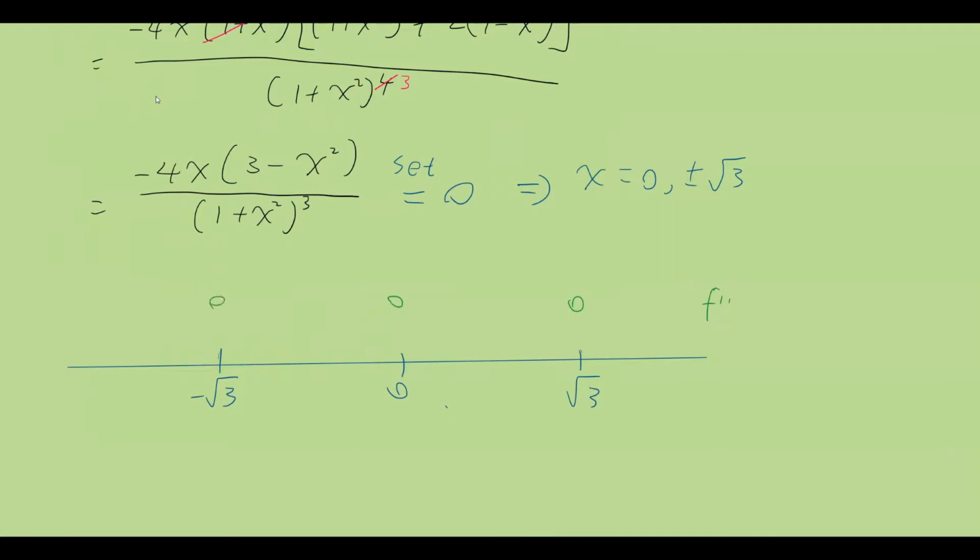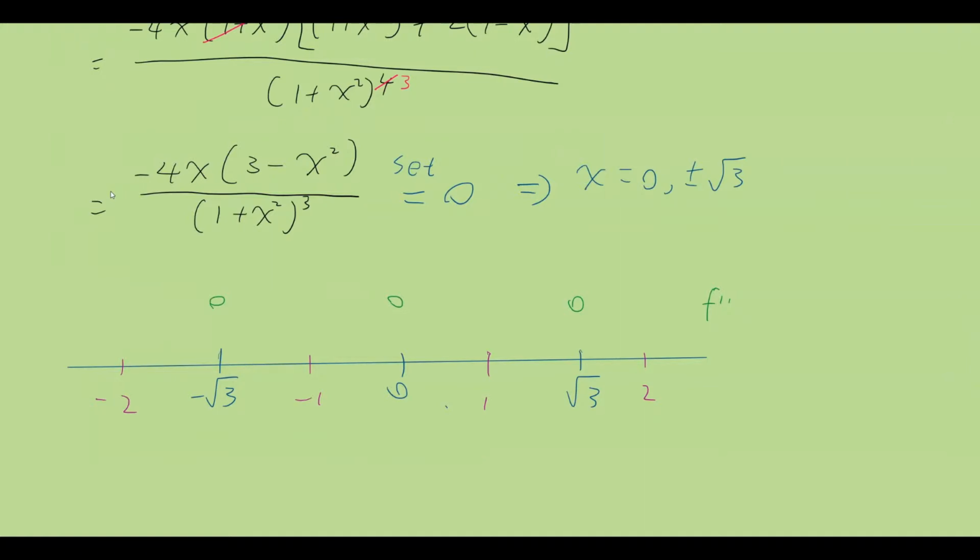Okay, and all we need to do is pick some checkpoints. Let's do negative 2, negative 1, 1, and 2. So square root of 3 is about 1 point something, right? So we know it's between 1 and 2, so we can pick those checkpoints. All right.